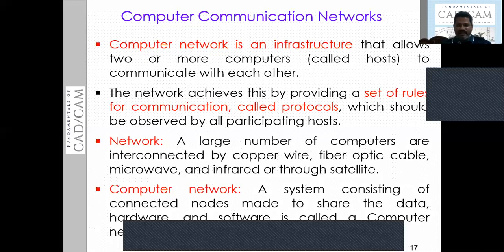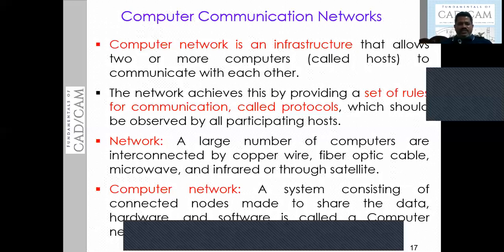Basically, this is an infrastructure. This network works by providing a set of rules for communication. If two or more computers are connected together, there must be some rules to communicate, because different vendors come with different languages and they have to interact with each other. The rules must be defined. Those rules are called protocols, which allow different clients to interact with each other.